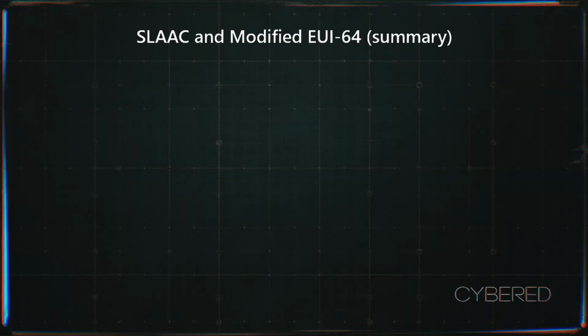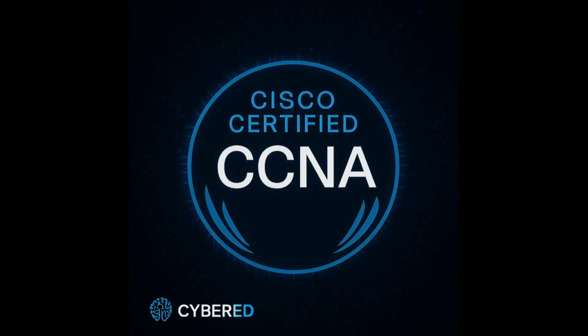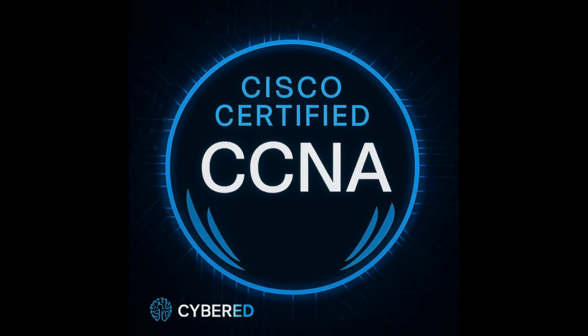With SLAAC, the router advertises the /64 prefix, and the host builds the interface ID. In modified EUI-64, the host splits the MAC into two halves, inserts FFFE in the middle, and flips the U/L bit. So this is a Cisco note. To enable IPv6 routing on Cisco devices, you'd use ipv6 unicast-routing. You've just taken another solid step toward mastering networking.